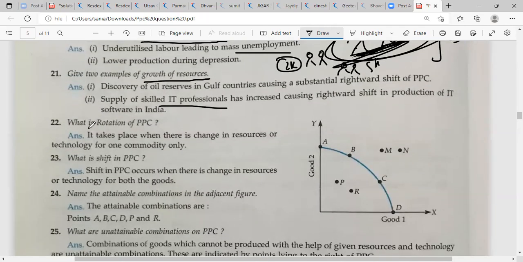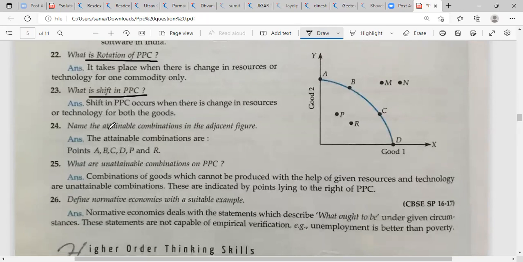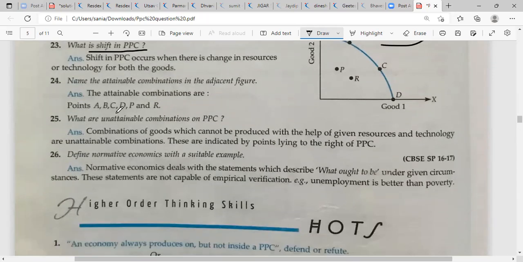Okay. Now next is what is rotation of PPC. You already know. What is shift? You already know. When it is for a single product, then it is rotation. When it is for both the products, then it is shift. Attainable, you already know. A, B, C, D, and P and R are attainable. These are unattainable. What are unattainable combinations? The combinations which cannot be produced with the help of given resources and technology are unattainable combinations. These are indicated by points lying to the right of the PPC.